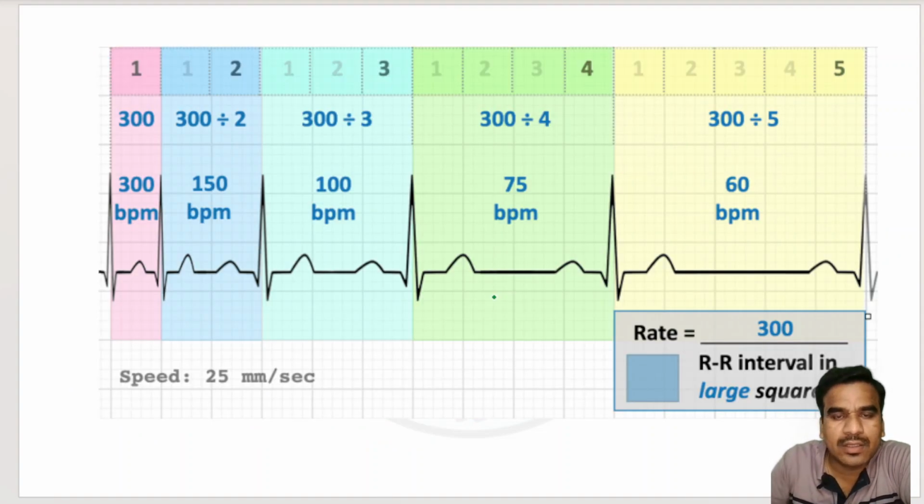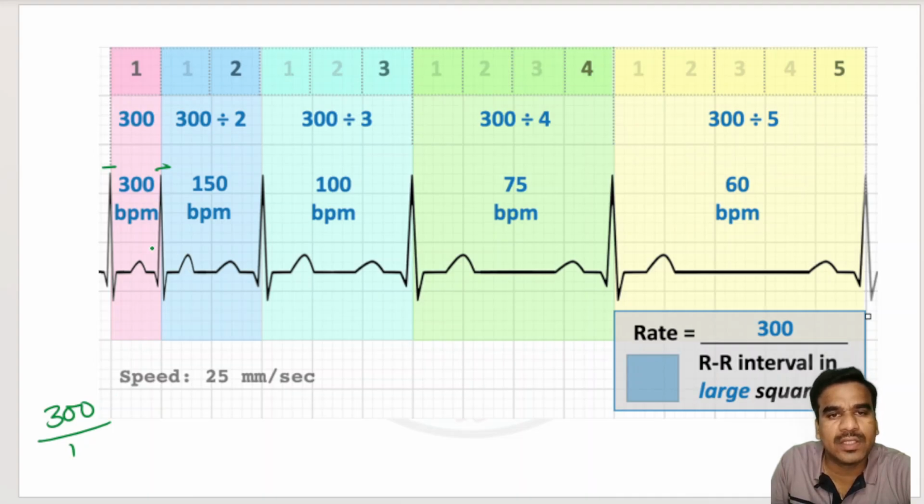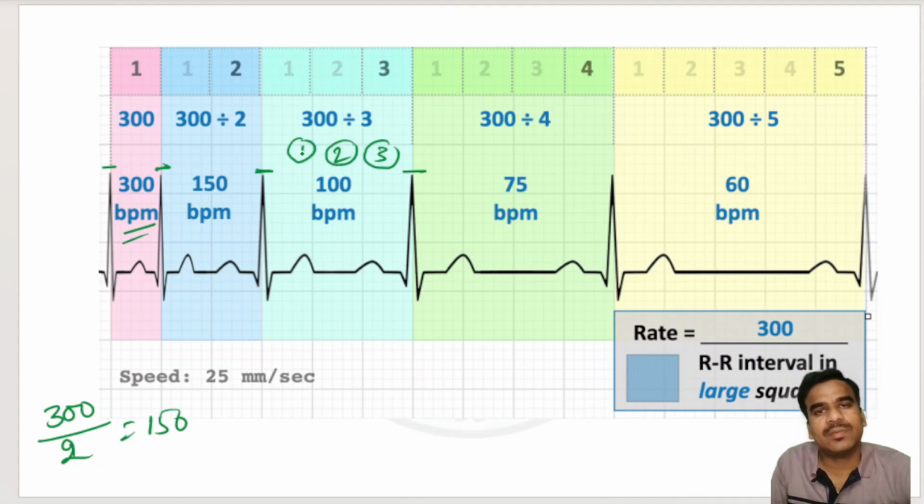Now we'll understand this. Here is the picture that shows how to calculate the heart rate. This is the RR interval. Suppose if your ECG is like this, with only one box, 300 divided by 1 is 300 beats per minute. Here it has covered two boxes, so 300 by 2 is equal to 150. Here it has covered three boxes, 1, 2, 3. We have to calculate these boxes, then we can calculate your heart rate.